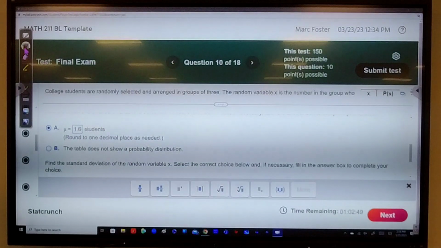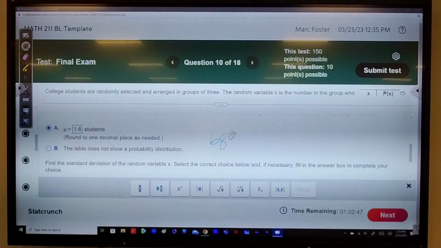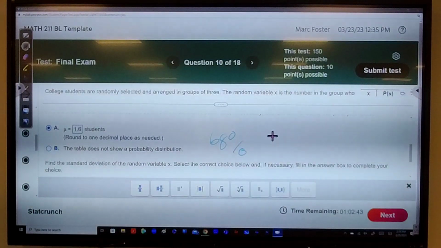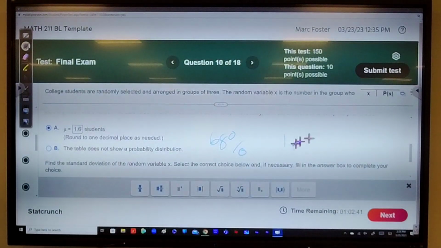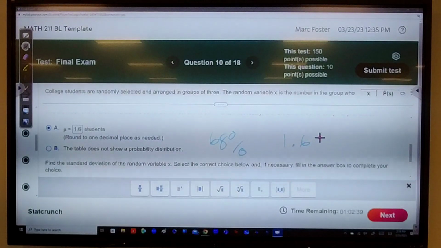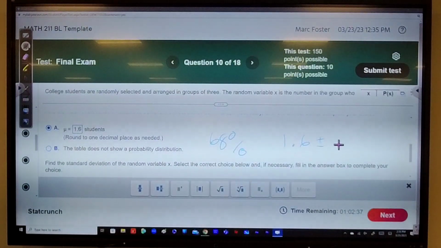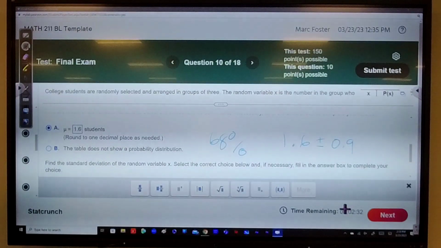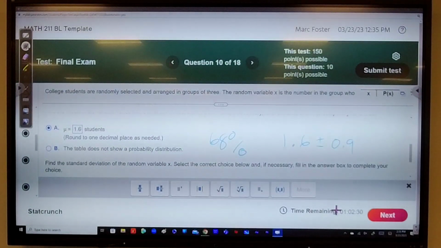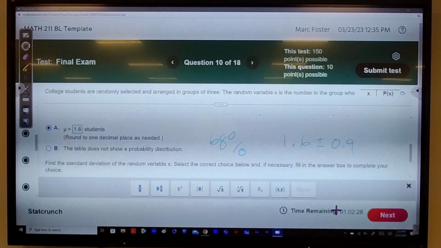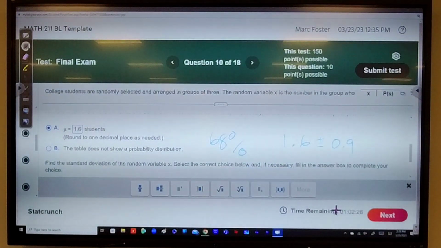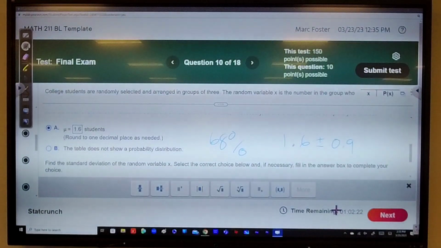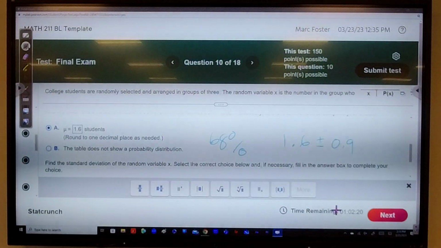So one interpretation would be that 68% of the time, when I go up to one of these groups of 3 students and ask them how many are taking an online class, I'm going to get an answer in this interval of 1.6 plus or minus 0.9. So it's basically 68% of the time you'll get 1 or 2.